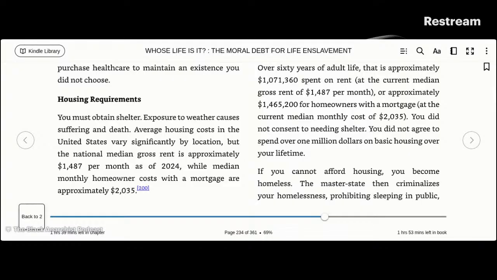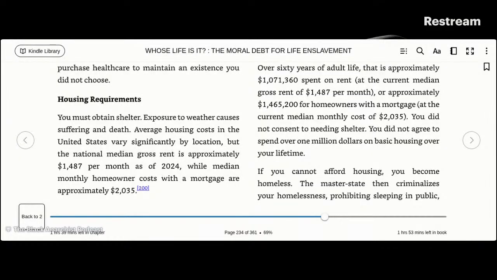Over 60 years of adult life, that is approximately $1,071,300 spent on rent at the current median gross rent of $1,487 per month, or approximately $1,465,200 for homeowners with a mortgage at the current median monthly cost of $2,035 per month. You did not consent to needing shelter. You did not agree to spend over $1 million on basic housing over your lifetime.